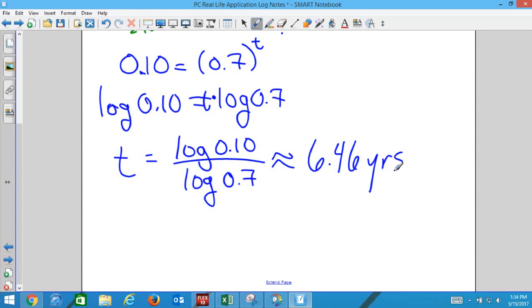Does that seem right? That a $27,000 vehicle will only be worth $2,700 in 6.5 years? Maybe you want to do like 10 years. But it's the depreciation thing.